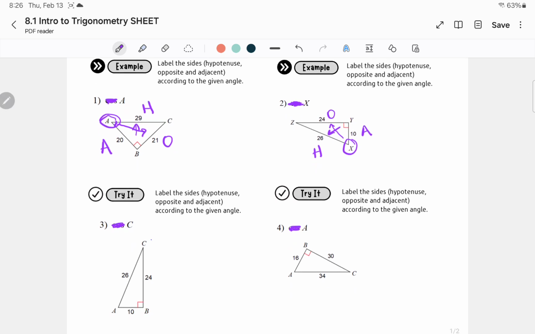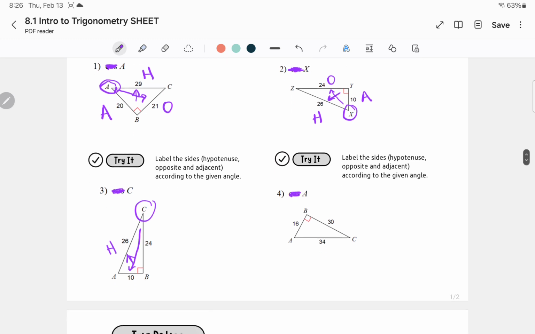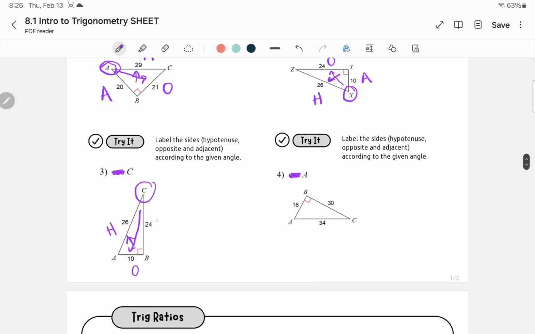All right, so number 3, so C is right here. Let's start with our hypotenuse, which is going to be this side right here. You're finding the right angle, just going across from it. Then your theta, you're going to go across from that. That's your opposite. And then next to it is going to be adjacent. And now number 4, let's circle. Now starting with our hypotenuse, that would be here. Opposite would be here. Adjacent would be here. All right, if you have any questions on how to label, just pause the video and come find me.